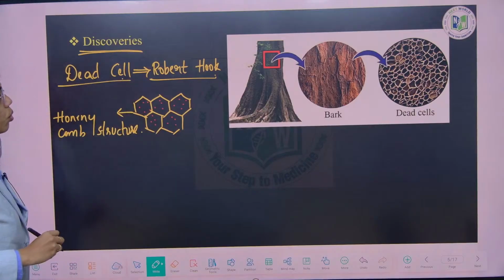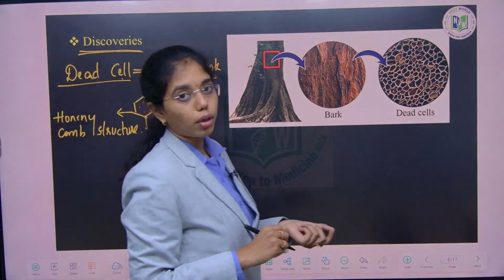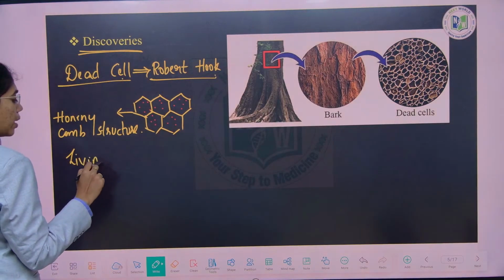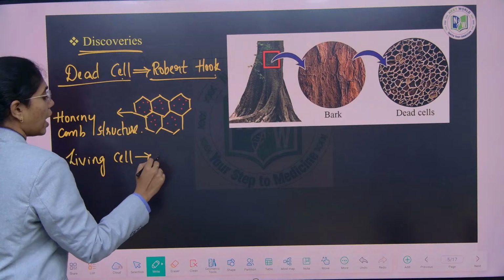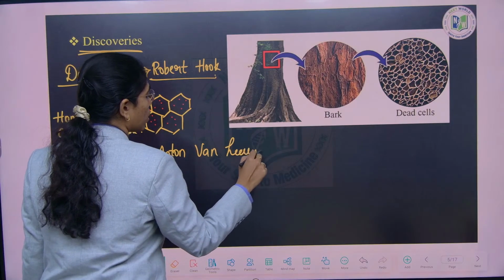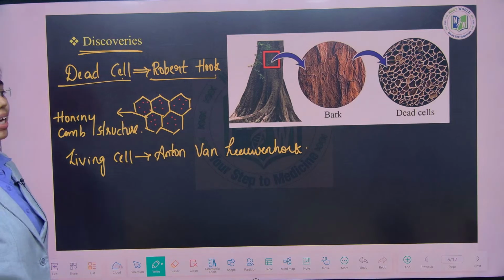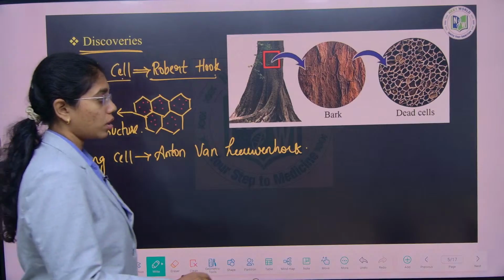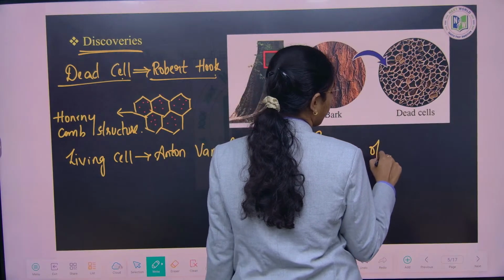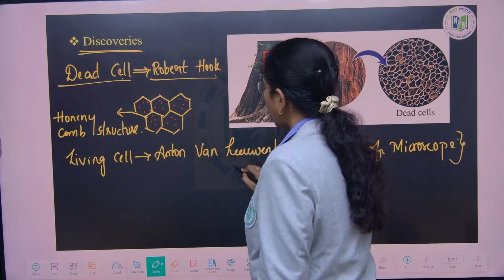Fine, right? So dead cells were first discovered by Robert Hooke. They are observed as a honeycomb structure under the microscope, followed by the living cell discovery. The living cell was discovered by Anton van Leeuwenhoek. He is the father of microscopy. With the advancement of the microscope, the living cells were discovered by Anton van Leeuwenhoek.